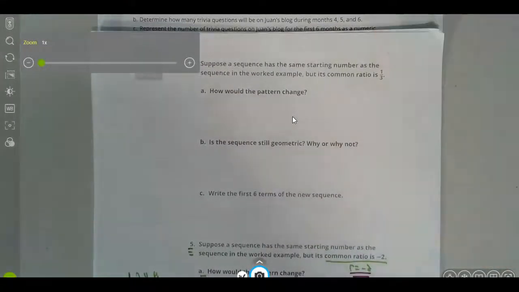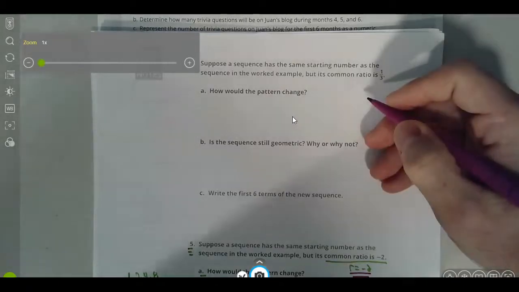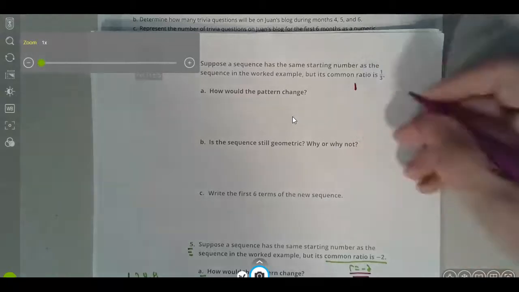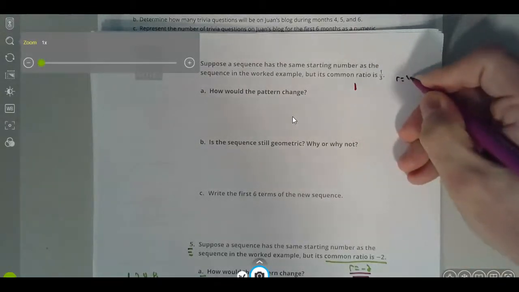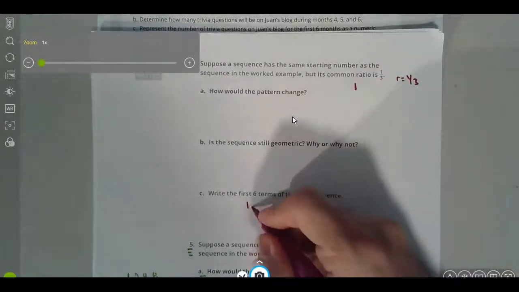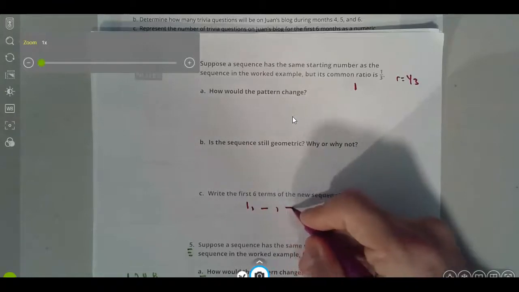If you guys feel adventurous, you could try number 4, and I can talk about that tomorrow. In this case, we're starting off with the same first term of the sequence, 1. But in this case, my common ratio is 1/3. And you were asked to figure out what my next 6 terms are going to be.